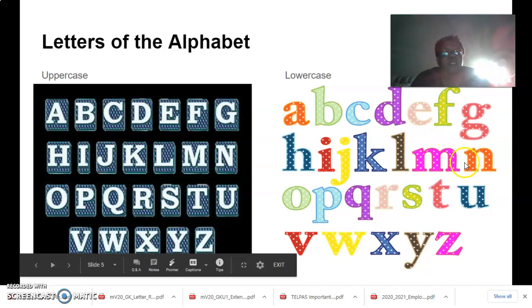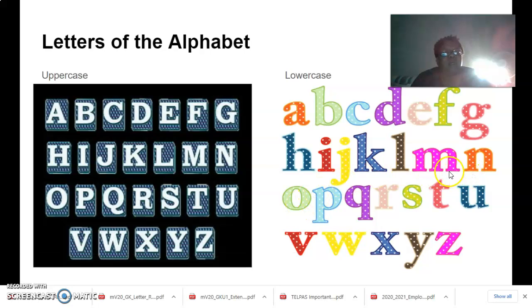Then the lowercase letters. Ready? Z, Y, X, W, V, U, T, S, R, Q, P, O, N, M, L, K, J, I, H, G, F, E, D, C, B, A.